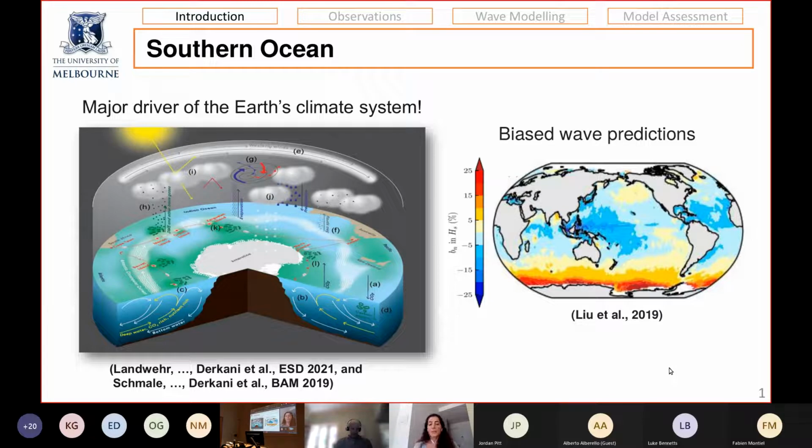Despite its importance, the Southern Ocean has been highly undersampled. Not many observations have been conducted there, as you can imagine why. It is a remote region with a very harsh environment. The fact of it being undersampled has led to biased wave predictions in this region. Here on the right, you can see the normalized bias of significant wave height from a WaveWatch III wave model. And as you can see, in the Southern Ocean, the extreme biases are evident.